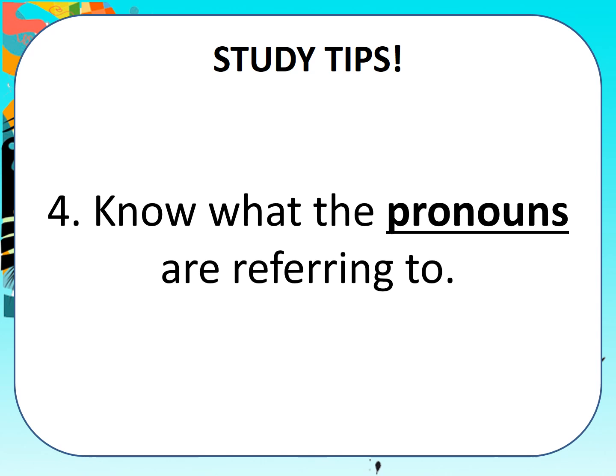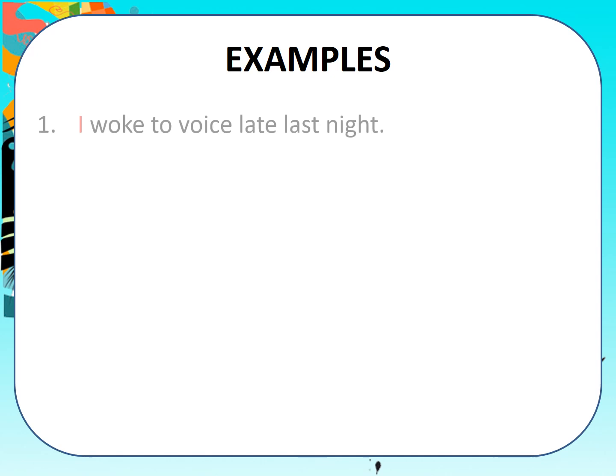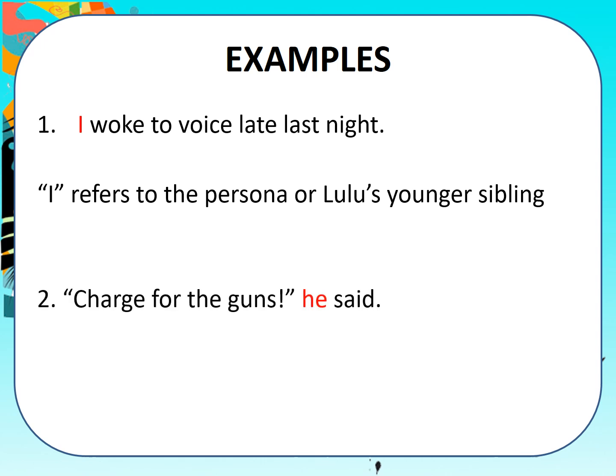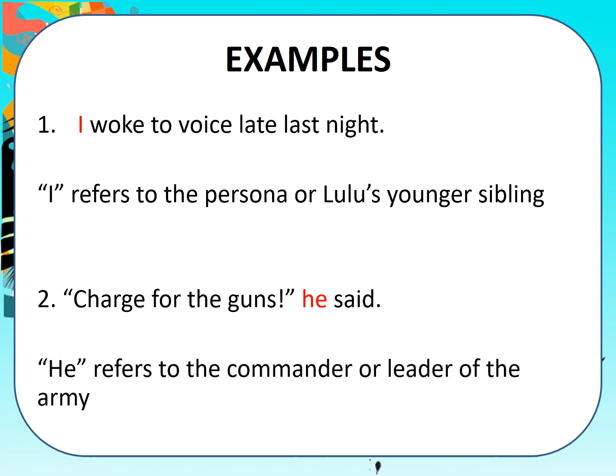But what are pronouns? Pronouns are, in BM, we call it kata ganti nama diri. If you still do not know until today, oh my god. Oh, your English. Right, let's look at some examples. The first one is from What Has Happened to Lulu: I woke to voices late last night. So the pronoun I here refers to who? It refers to the persona, Lulu's younger sibling. The second example is: charge for the guns, he said. So who is he? He refers to the commander or leader of the army.